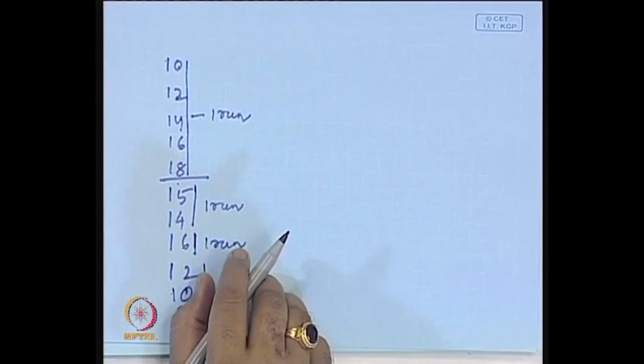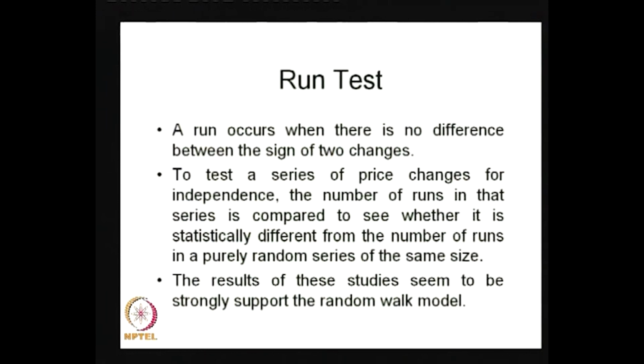So, basically a run occurs when there is no difference between the sign of two changes. If it goes on increasing, then the same run is going on for that particular time. If there is a break in between, where the difference between the prices is different, then a different run will start from there. So, once we get the number of runs for a particular period, what can we do?